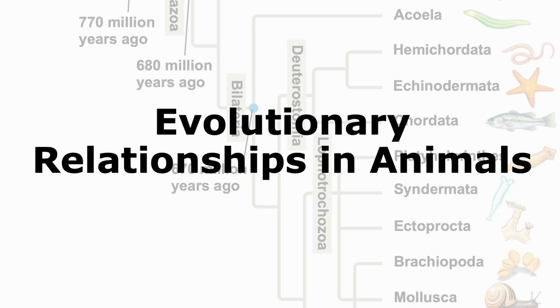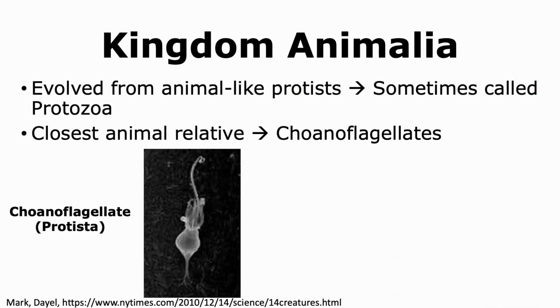In this video, we're going to learn about the evolutionary relationships among different animals. All animals come under the kingdom of Animalia. Animals evolved from protists that show animal-like features and hence are sometimes called protozoa.